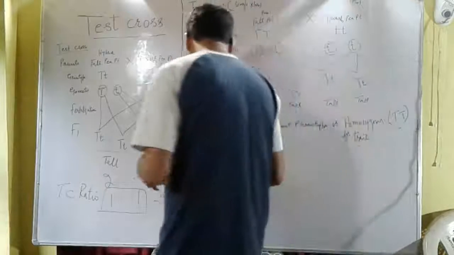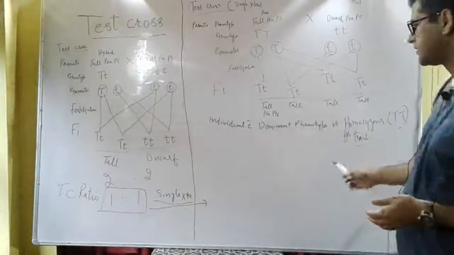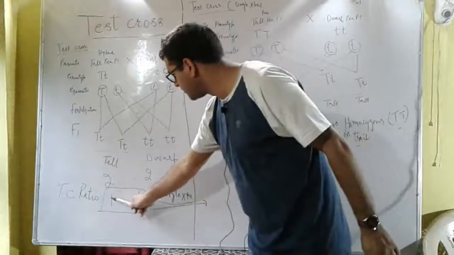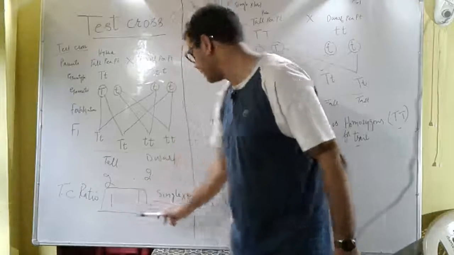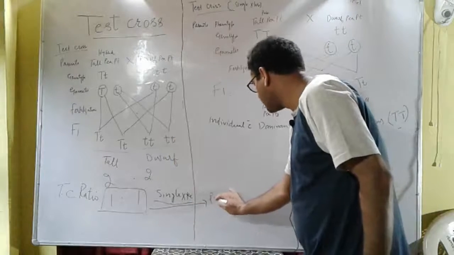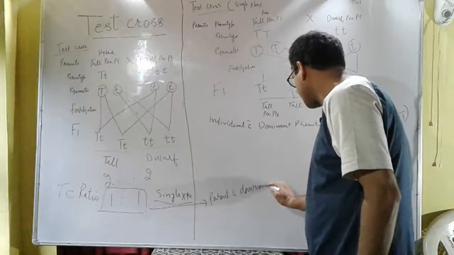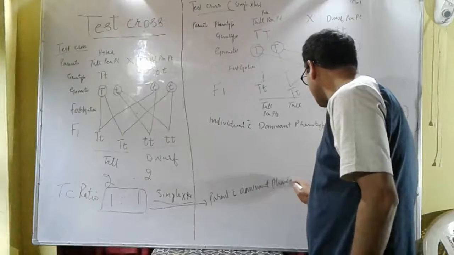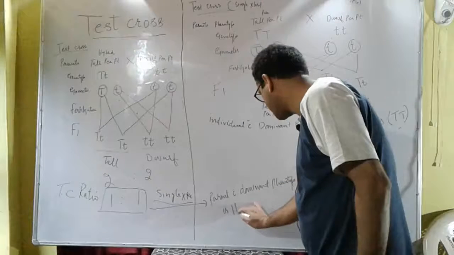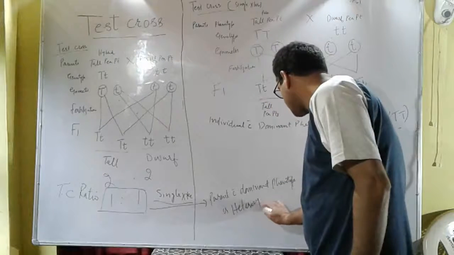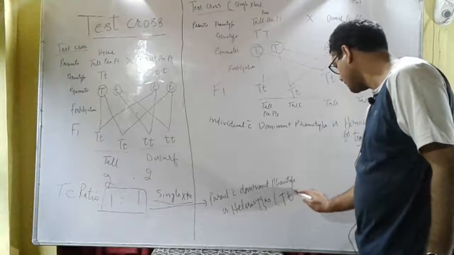And it means that here, if the individual with dominant phenotype were homozygous for the trait, we would not get this ratio. But here we have obtained both tall and dwarf, tall as well as dwarf, in the ratio of 1:1. So we can say that the parent with dominant phenotype is heterozygous for the trait, and the genotype is capital T, small t.